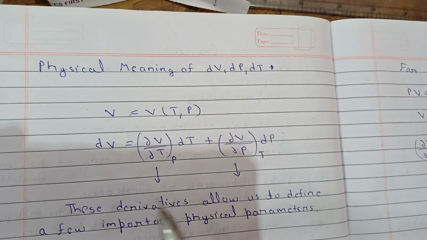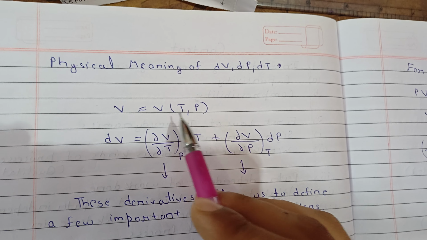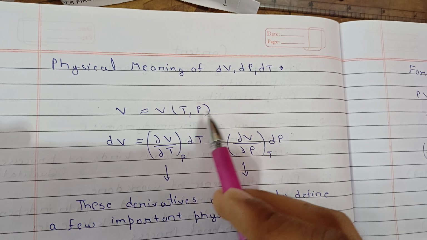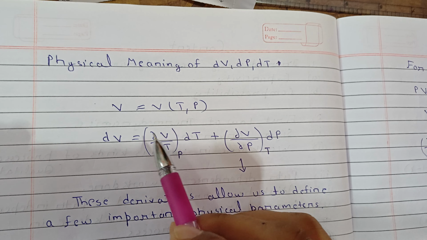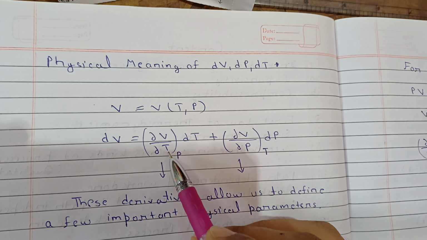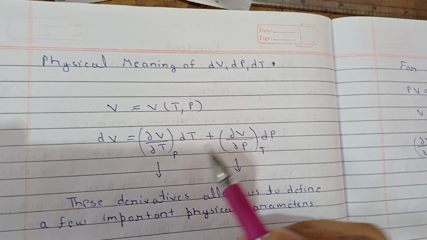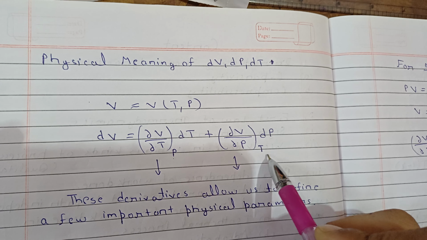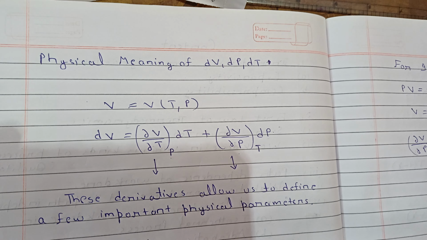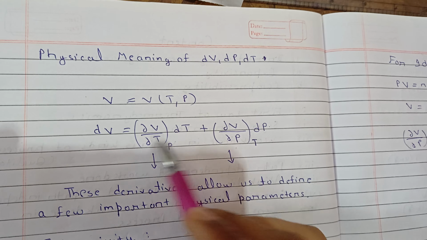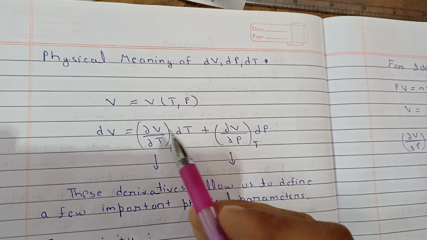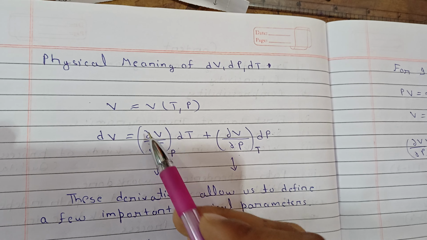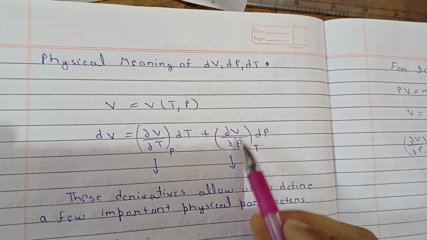So let's see what these are. Volume can be written as a function of temperature and pressure, where one can remain constant at one time. So let's define dV as (del V by del T) at constant pressure times dT, plus (del V by del P) at constant temperature times dP. So this can be written in this form. Now see that these two quantities will give us different things. This will give us the expansivity and this will give us the compressibility, because with pressure the volume decreases and with temperature the volume increases.